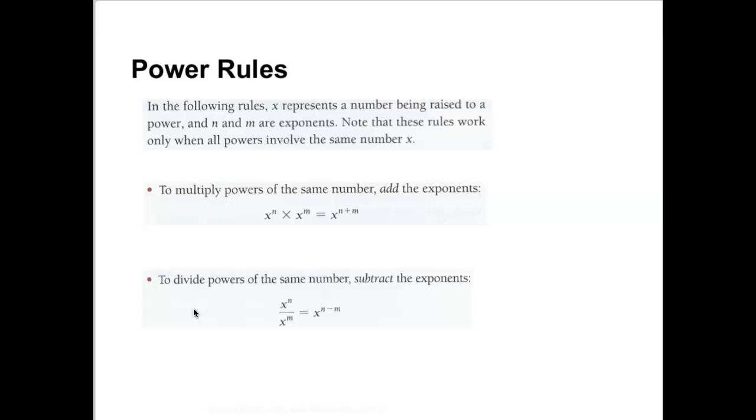So this is called a product of powers. If I'm multiplying two numbers that have exponents that have the same base, I can simplify by adding the powers, right? So if you had like 2 squared times 2 to the third, that's 2 to the fifth. And likewise, if I have a quotient of powers, I can simplify that by subtracting.